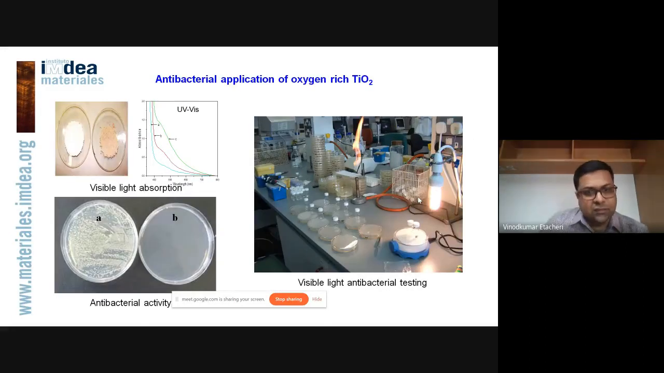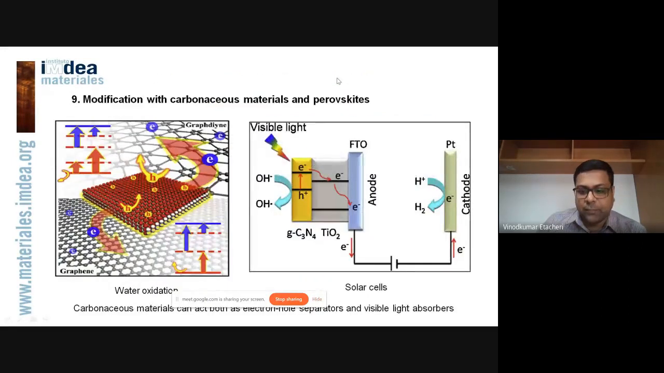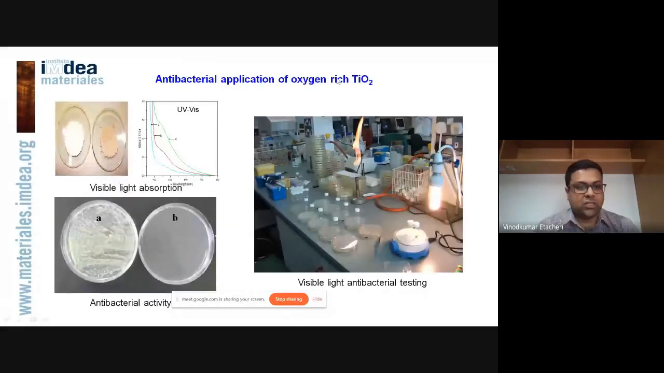And this is one of the antibacterial tests that we did with oxygen-rich TiO2. Here you can see this is the TiO2. White color is the TiO2 stoichiometry. When we make it oxygen rich, it's slightly yellow in color, which can also absorb visible light. The undoped one can absorb around 400 nanometers. So you can extend the visible light absorption up to 500 nanometers by making it more oxygen rich.